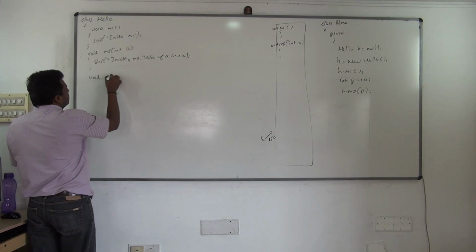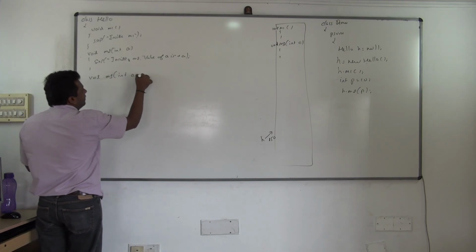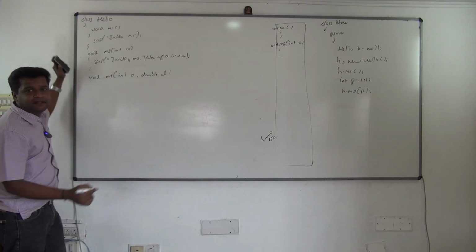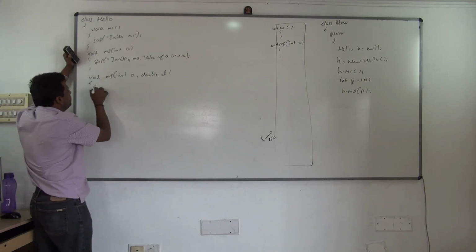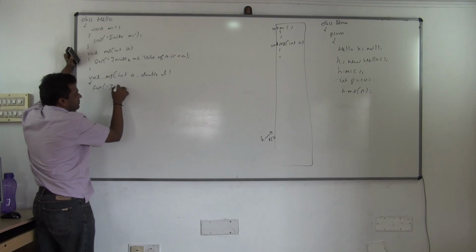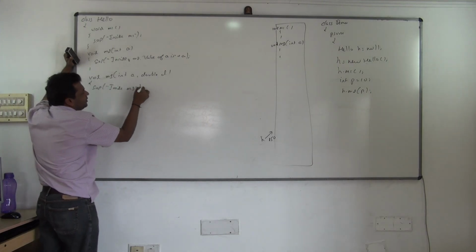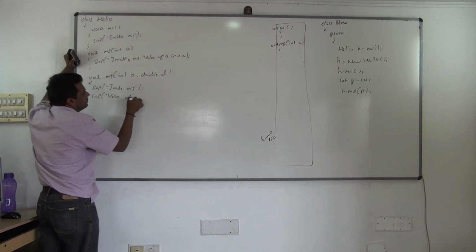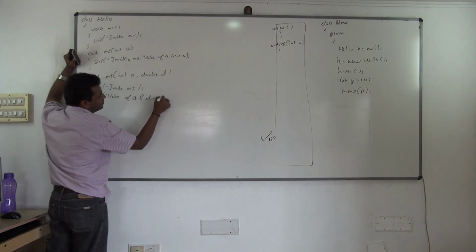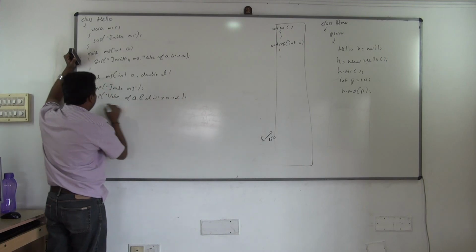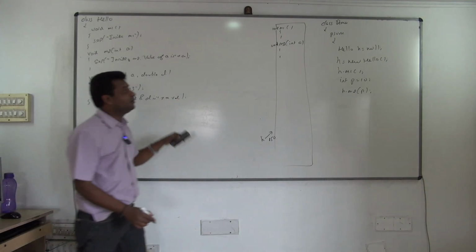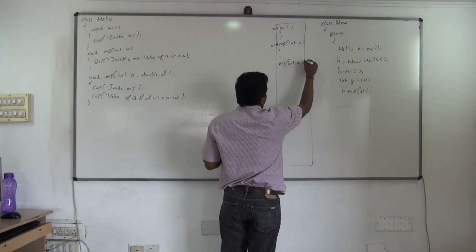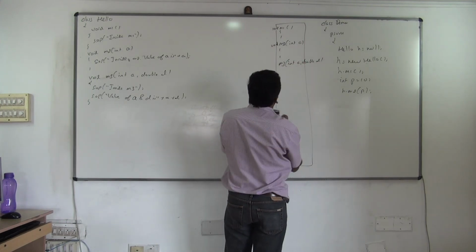Void m3, int a, double d, valid. I can send anything. So send 3 values, SOP inside m3. If you want, you can have 2 print statements, SOP value of a and d, or write it in a single line, that's your wish. Now you know how to call this method. So this time when you create the object, m3 will have what? Int a, double d.